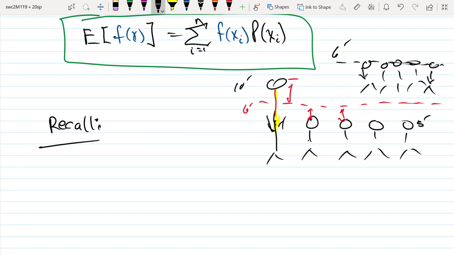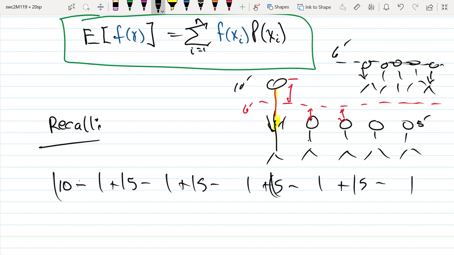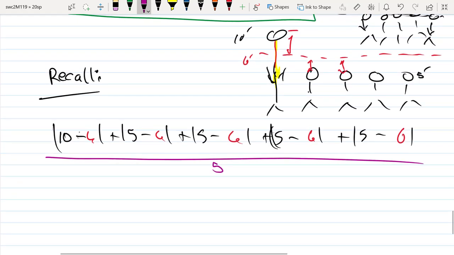And so one way that we looked at that is that we just simply did something like this, where we took each one of those individuals, the 10 minus the mean plus the 5 minus the mean plus the 5 minus the mean plus the 5 minus the mean and so forth, where the mean in this case was 6. And so what we have is the distance that each one of the 5 individuals would have, and we get an average of those.